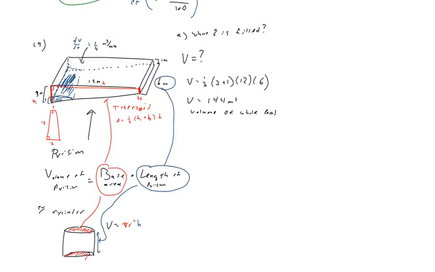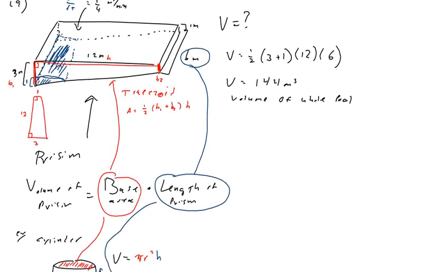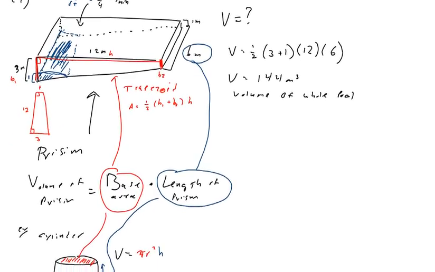We're trying to find out what percent of the pool is filled. I know if the whole thing is filled, it's 144 cubic meters. I want to know what percentage is filled with water right now. So I need to know how much water is there. That's what I need to know. I've got the volume of the whole pool. Well, now what's the volume of the water?